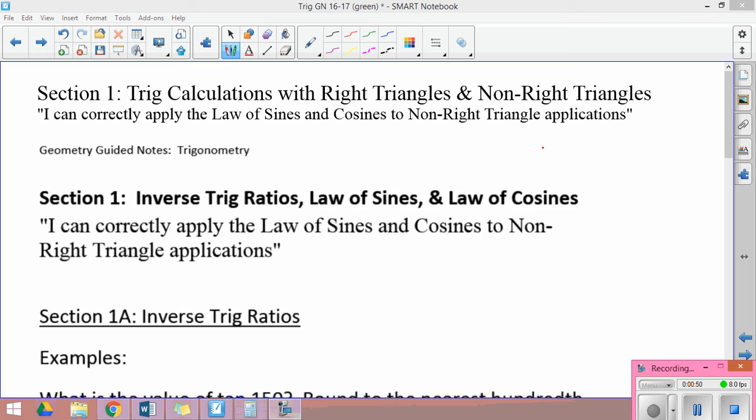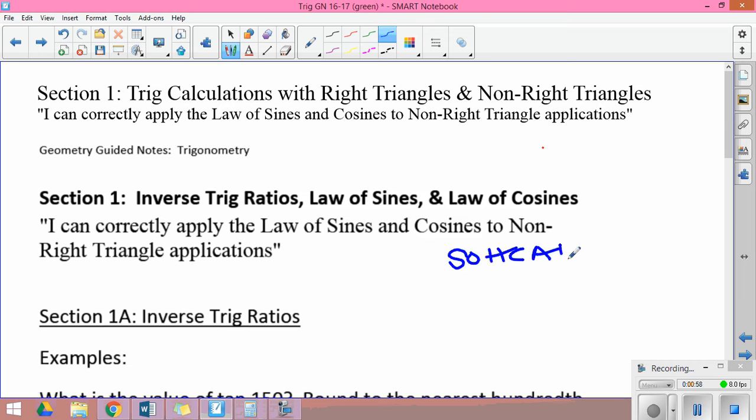You may remember back from Algebra 1 when you talked a little bit about SOHCAHTOA. We talked about a ratio of sine is opposite over hypotenuse, cosine is adjacent over hypotenuse, and tangent is opposite over adjacent in a right triangle. And if you don't remember that, that's fine.